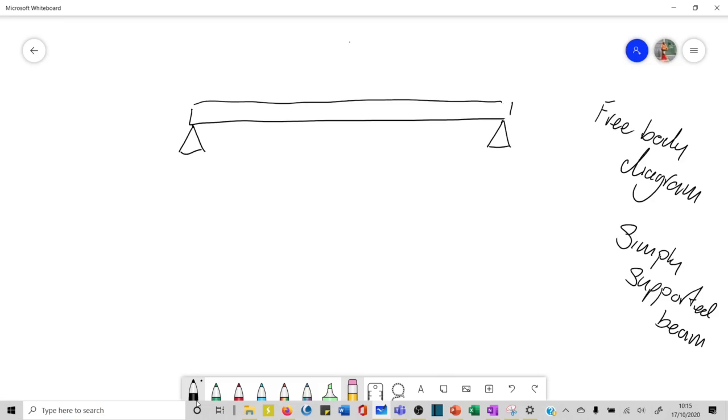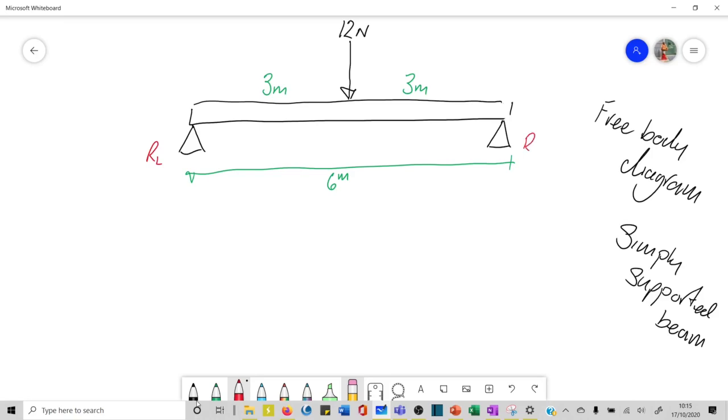So we're going to use a point load here. Let's say it is 12 newtons, and then we've got a distance of 3 meters and 3 meters. So a total span, the span is 6 meters. And then we've got our reaction left and our reaction right. Okay, so remember, force times distance. So force times distance. So the force obviously on there.